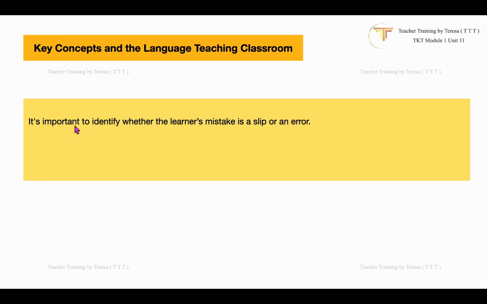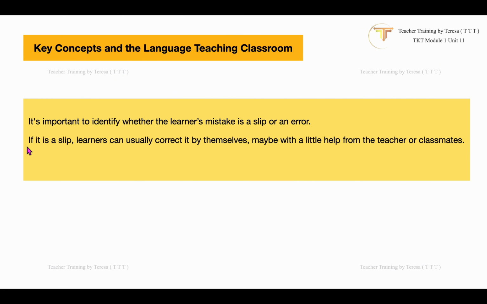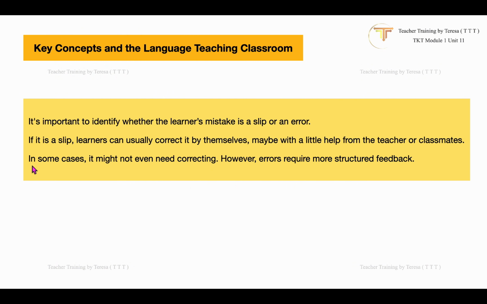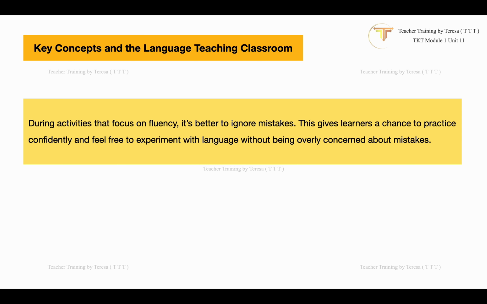It's important to identify whether the learner's mistake is a slip or an error. If it is a slip, learners can usually correct it by themselves, maybe with a little help from the teacher or classmates. In some cases, it might not even need correcting. However, errors require more structured feedback.